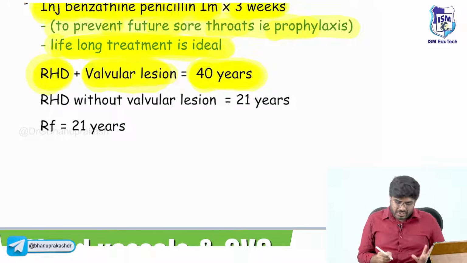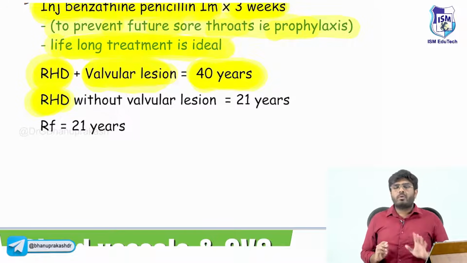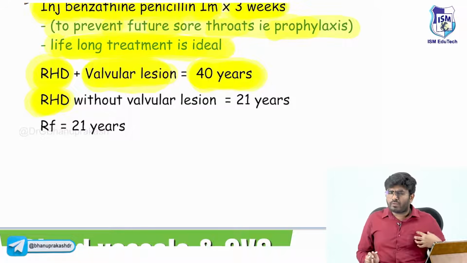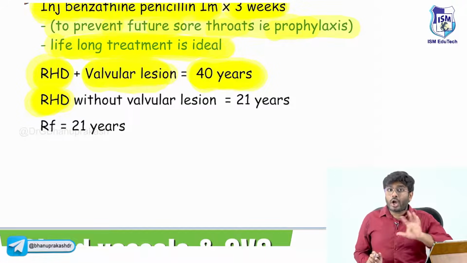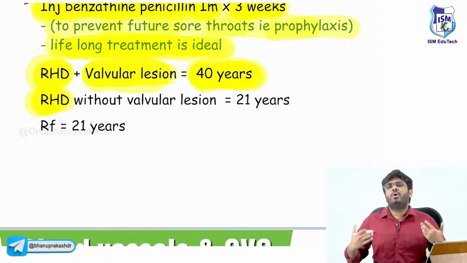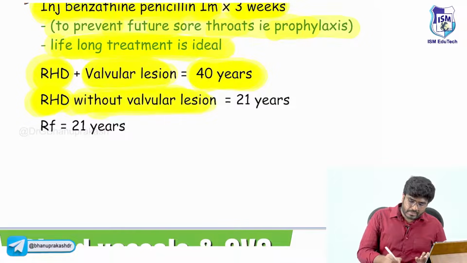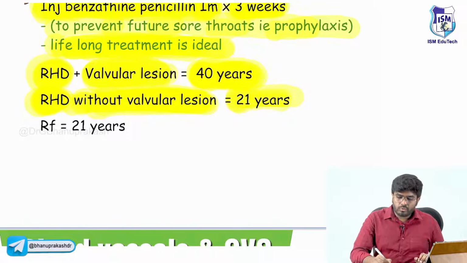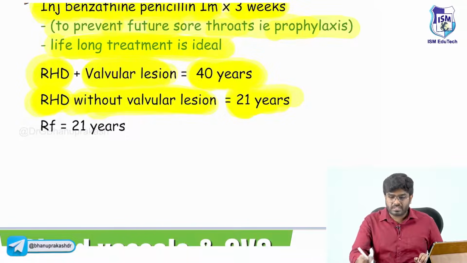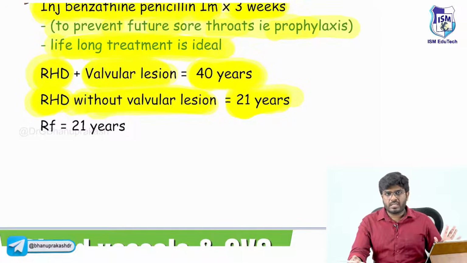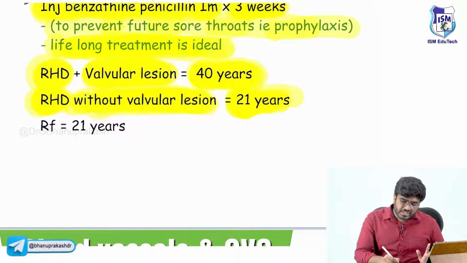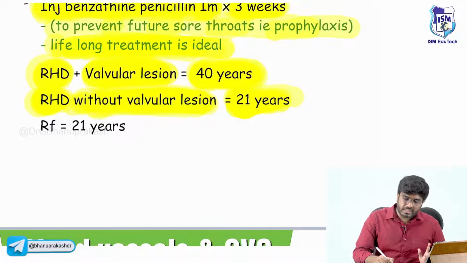If a question mentions rheumatic heart disease, heart involved, but not the valves, not the endocarditis, maybe myocarditis or pericarditis, that's it, that is rheumatic heart disease without valvular lesion. If there is no valvular involvement, you have to continue the prophylaxis for at least 21 years. So 21 years is the best answer, sir. Always, lifelong treatment is best. If there is a lifelong option, go for the lifelong option. If you don't find that, if valvular lesion is there, 40 years. If there is no valvular lesion, at least 21 years.